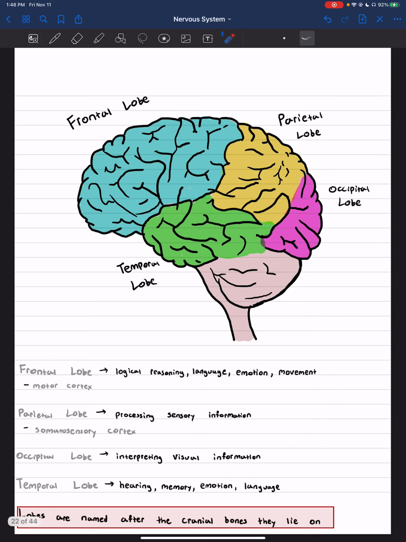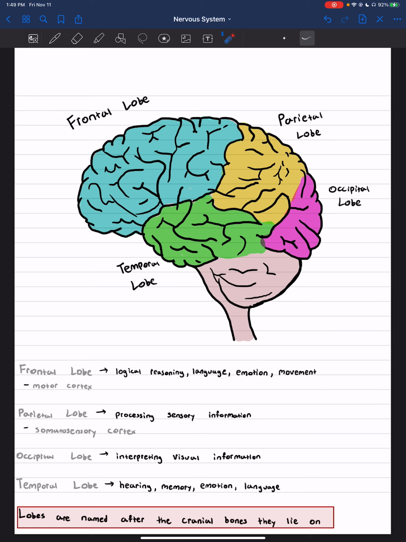So, to start things off, we're going to talk about the four lobes of the brain, which we'll cover a little bit later as well, but just to give you all an overview. The frontal lobe, which is highlighted in blue, the parietal lobe, which is highlighted in yellow, the occipital lobe, which is in pink, and the temporal lobe, which is in green. So, the frontal lobe is primarily responsible for our logical reasoning and thoughts with language, emotion, and movement, and it also contains our motor cortexes.